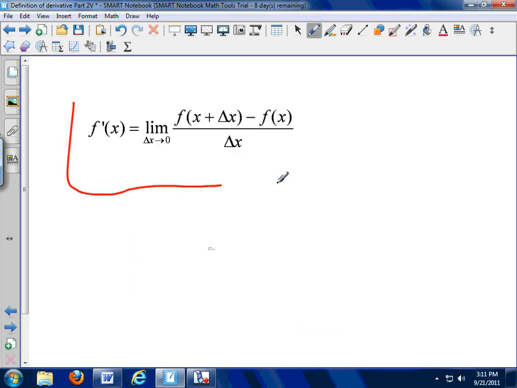It all comes down to the definition of the derivative. That's what we're working with. Learn to love it, learn to remember it, learn to have it in your brain. F prime of x is the limit as delta x approaches 0 of f of x plus delta x minus f of x, all that over delta x, gives us the derivative.